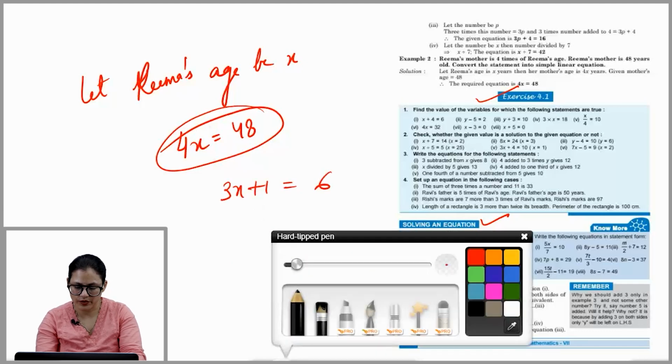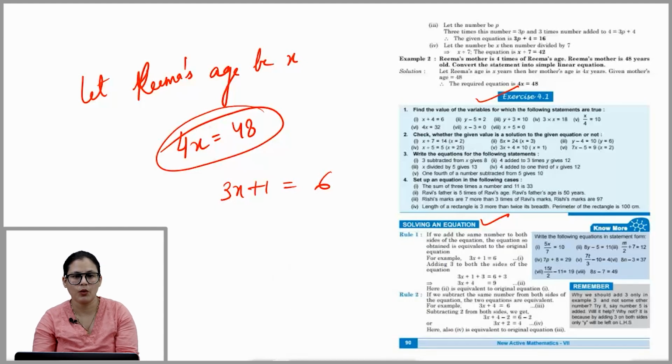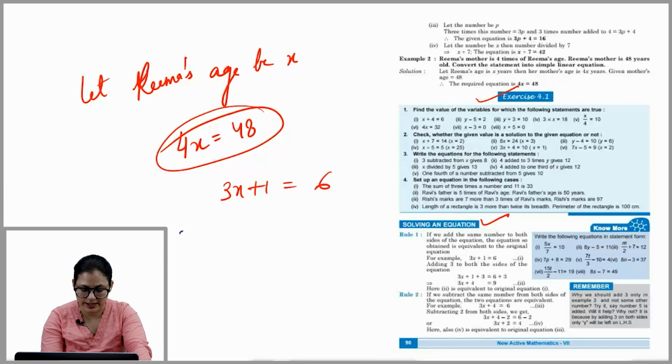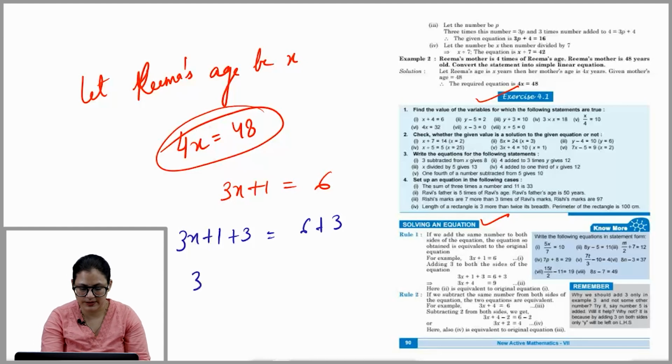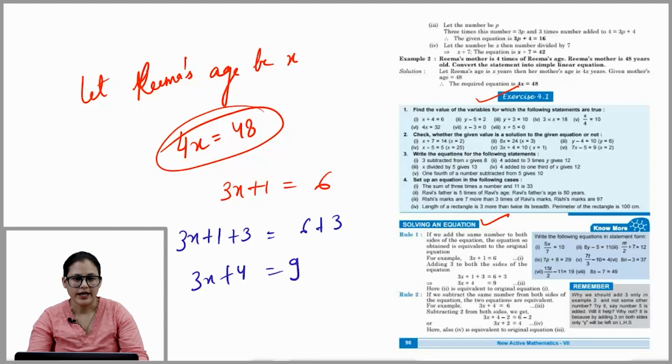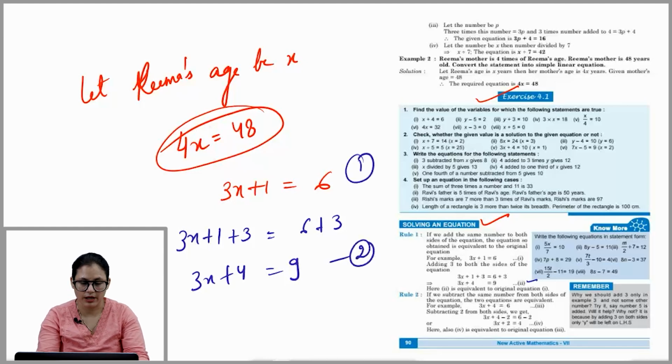Okay, now what will we do? We will add 3 to both sides of the equation. Okay. So let's add: 3x plus 1 plus 3 is equal to 6 plus 3, right? Now this is 3x plus 4 is equal to 9. Here the second equation is equivalent to the original equation, meaning this is equation 1 and this is equation 2, and both are equivalent.